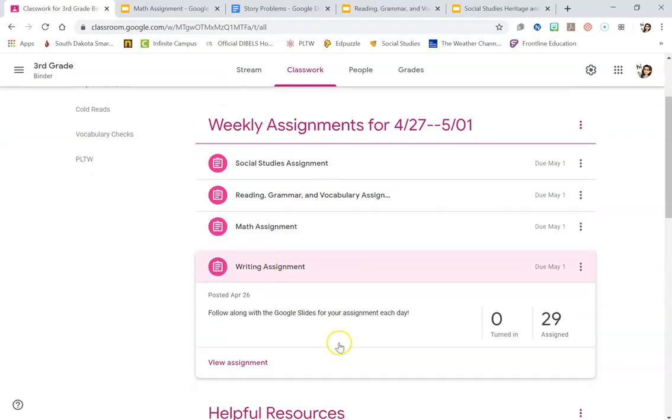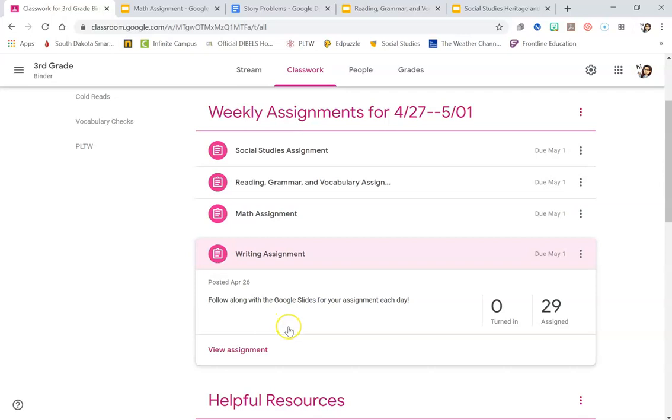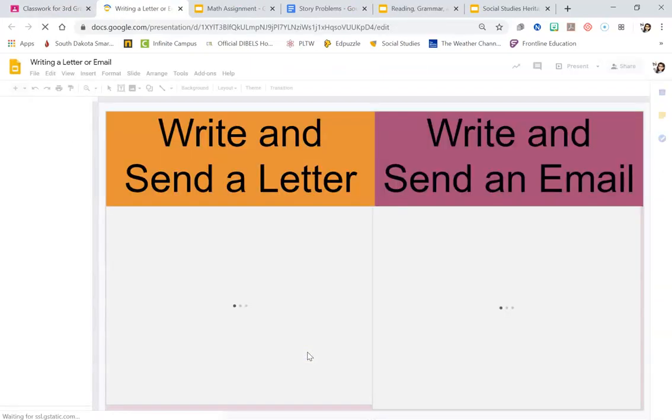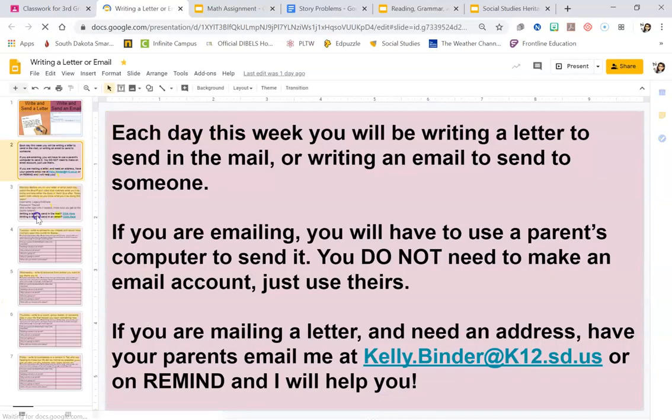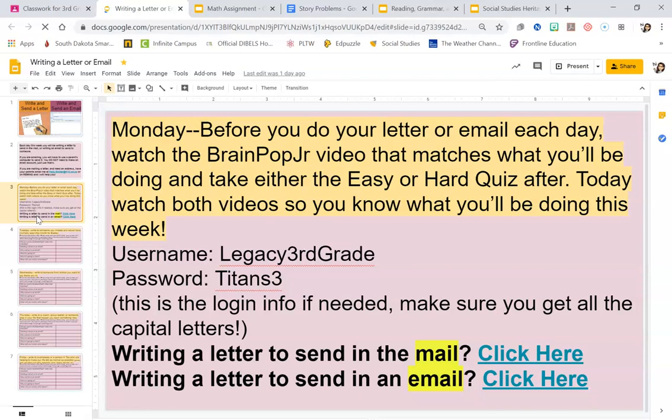And then lastly, for your writing assignment today. Yesterday for writing, you should have watched the 2 BrainPop videos and then taken the easy or hard quiz after each video. Okay? It says before you do your letter or email each day, watch the BrainPop Junior video that matches what you'll be doing. Okay? So you watched them yesterday. Today, watch the one to review for the one that you choose to do today.